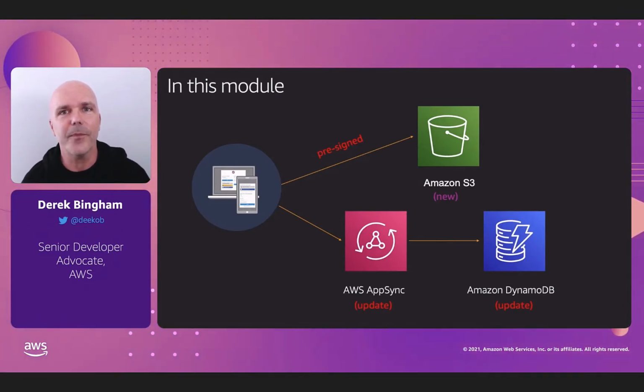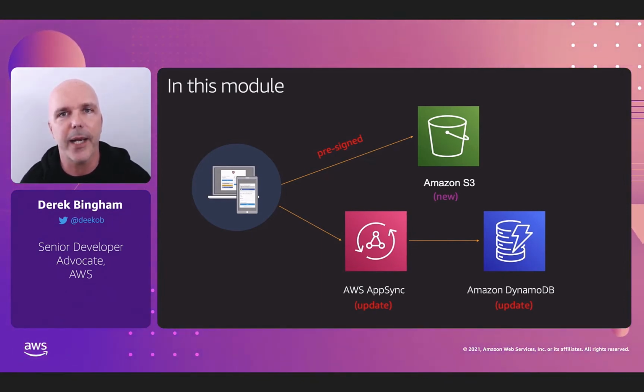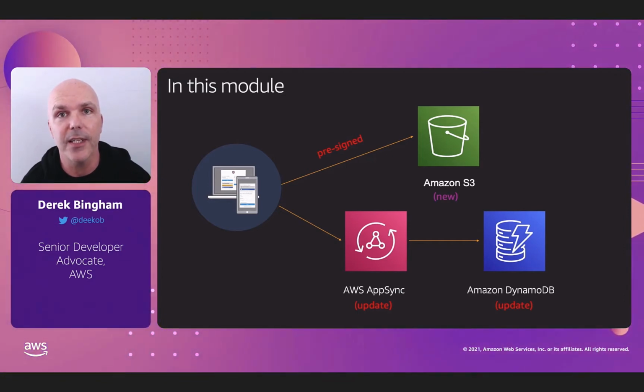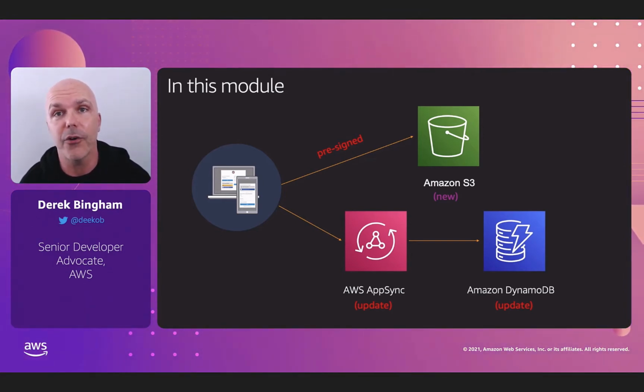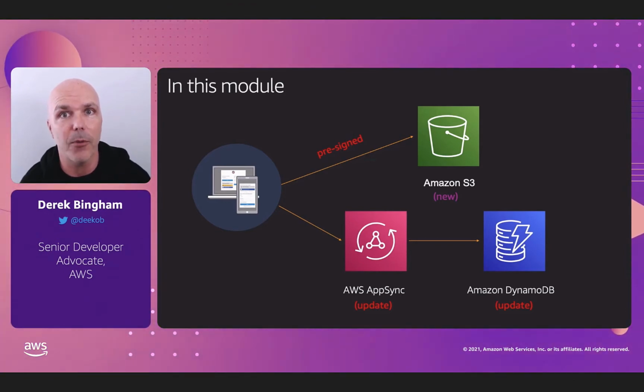So in this module, I will be doing a number of things. The first two things I'll do is I'll update my current backend. I'll update my AWS AppSync service. I will update the schema in that to be aware of what an image is. And then I'll also make the corresponding change to my Amazon DynamoDB table.